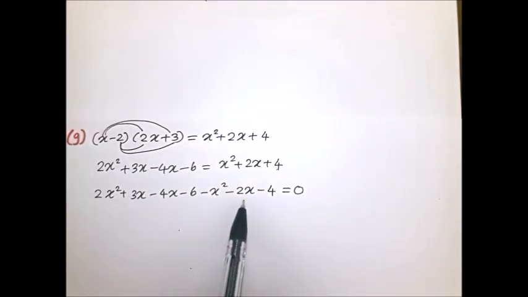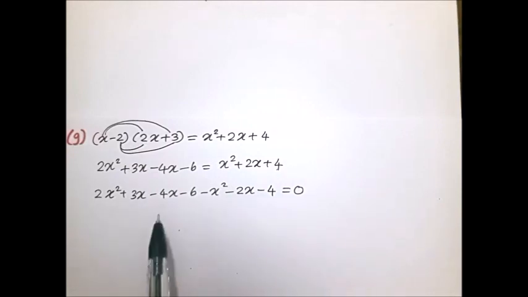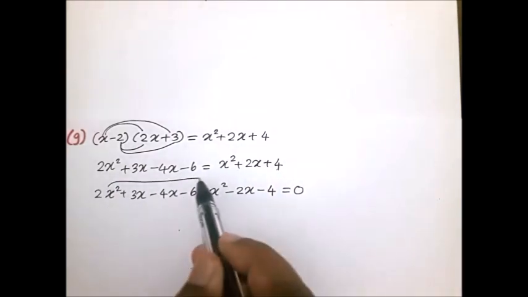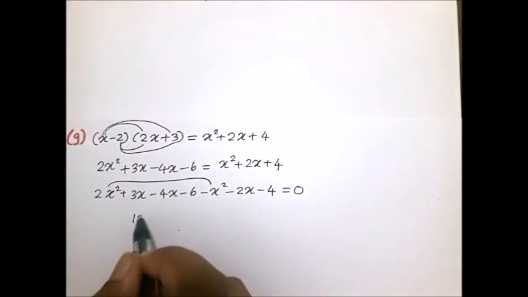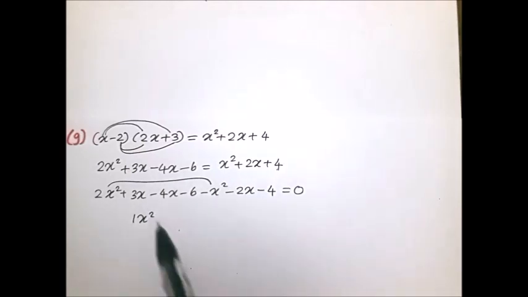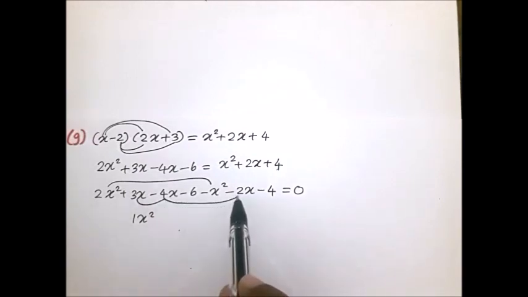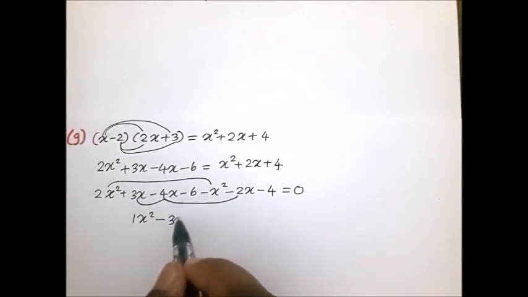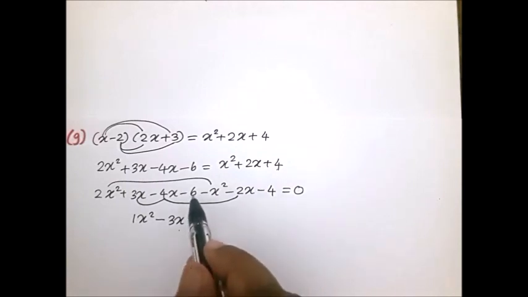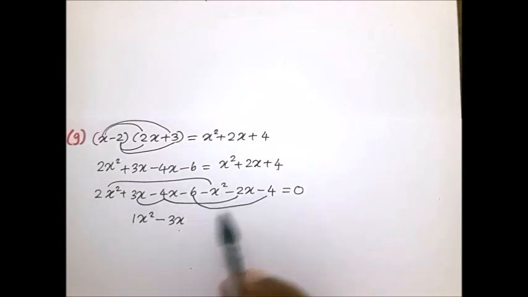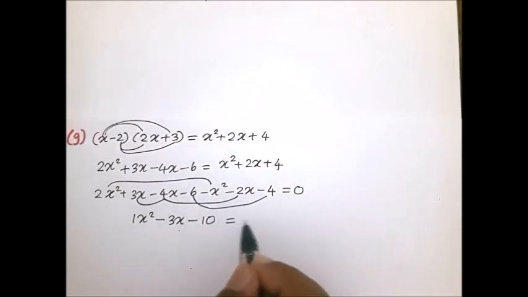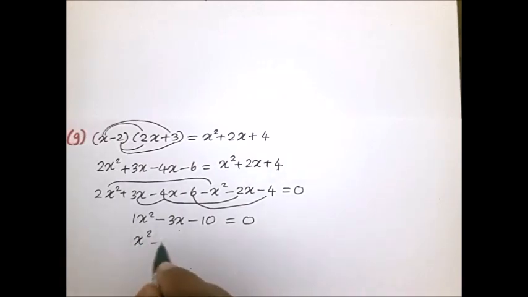Now simplify the terms in the left hand side. 2x to the power 2 minus 1x to the power 2. It is 1x to the power 2. Plus 3x minus 4x. It is minus 1x and minus 2x. All minus 3x. Minus 6 minus 4. It is minus 10. Now this is trinomial quadratic expression. You have to factorize this one.